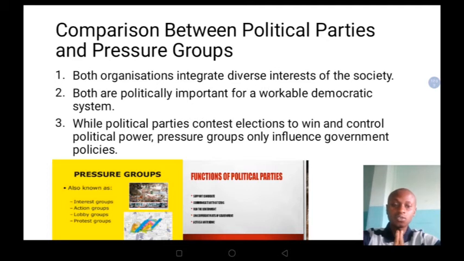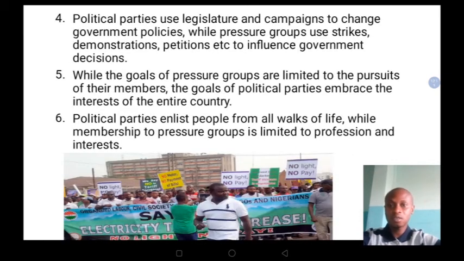What it does is that it influences government policies to better the lots of its members or that of the general public. Now, political parties use legislature and the campaigns to change government policies. They can talk to their members in the House of Assembly that they should support this bill, and they will use it to change government policies. They can also engage in campaign, move from one place to another, set up their platform, talk to people, and use it to influence and change government policy.